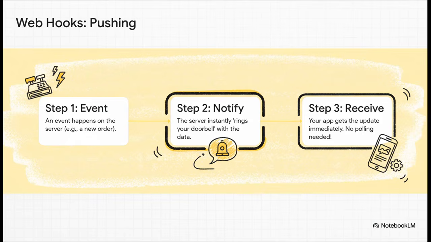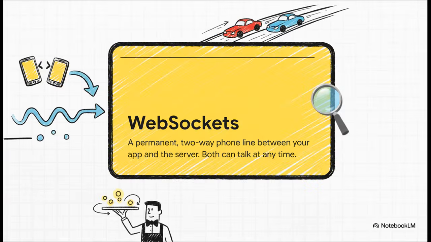It's so much better. But what if you need a constant, two-way conversation, not just a doorbell ring, but an open line? That's what WebSockets are for. Think of it like opening a permanent, private phone line between your app and the server. Once that connection is established, both sides can talk and listen at any time without having to dial again. This is the magic behind live chat apps or getting real-time stock price updates.